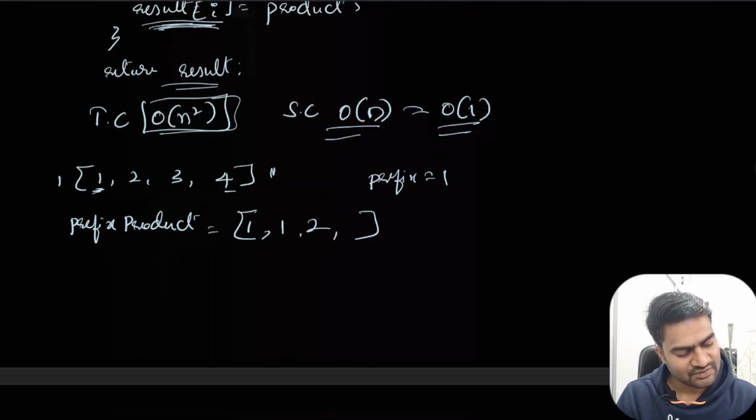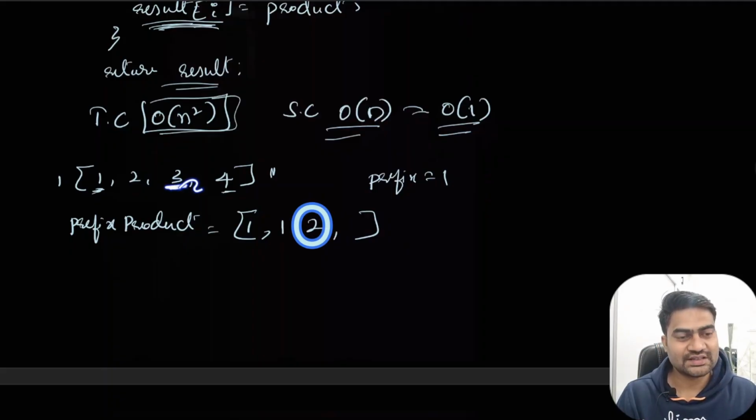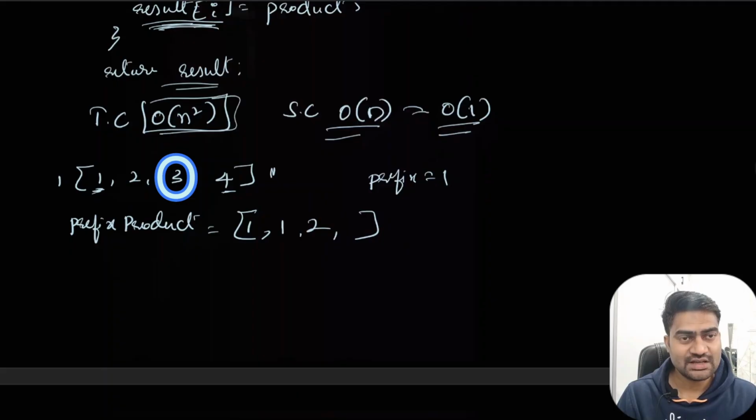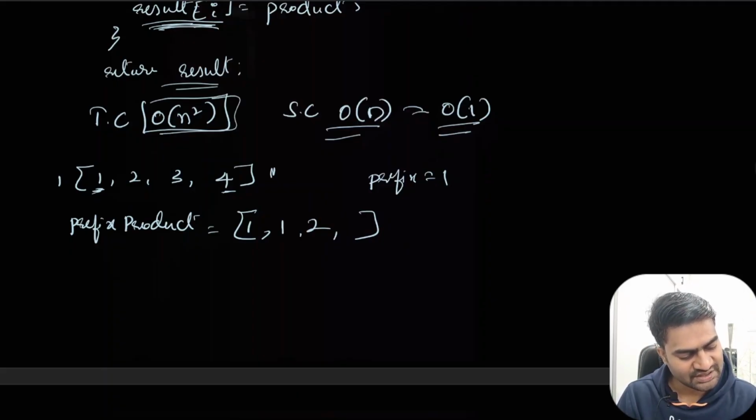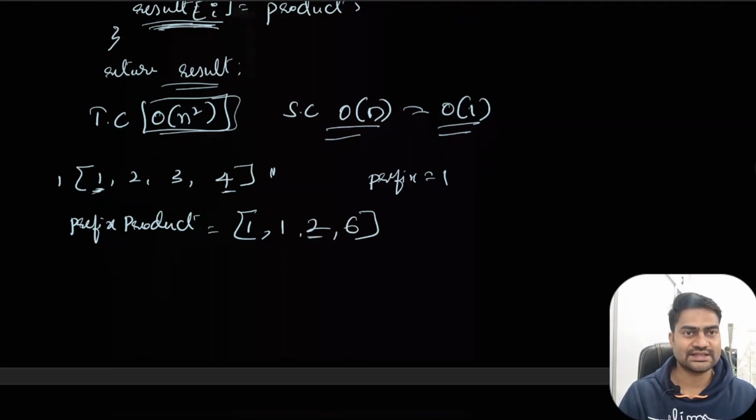Okay, with that I will move to my last number. Now if you take the last number, then the prefix product of this particular 3 multiplied with this particular 3 will give me the overall prefix product for 4. So that will be 3 into this 2. So 3 into 2 will be 6. So this will give us the prefix product.